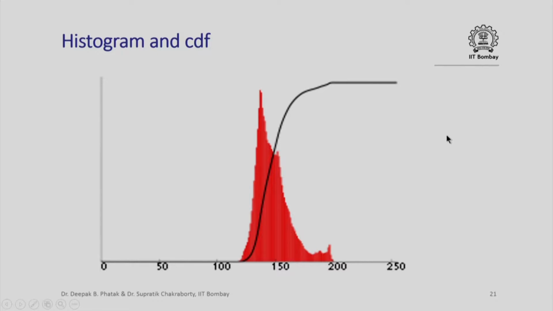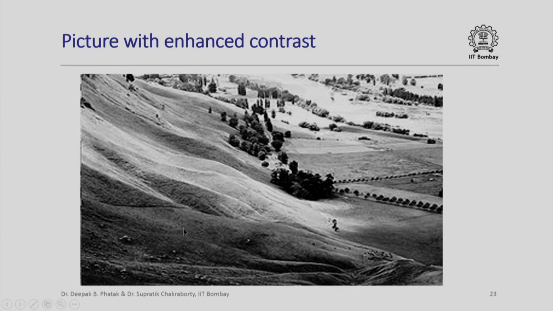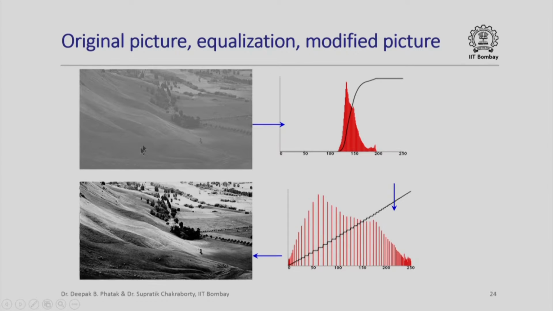If we apply histogram equalization, the cumulative distribution function will become like this, and the histogram will be stretched all the way from 0 to 250. And when we transform individual pixels as per this equalization formula, the picture that we will get will be this. So notice, this was the original picture with this histogram and cumulative distribution function. We did the histogram equalization using that formula and mapped all the new pixels. The new pixels will now constitute an image which has a much greater contrast.